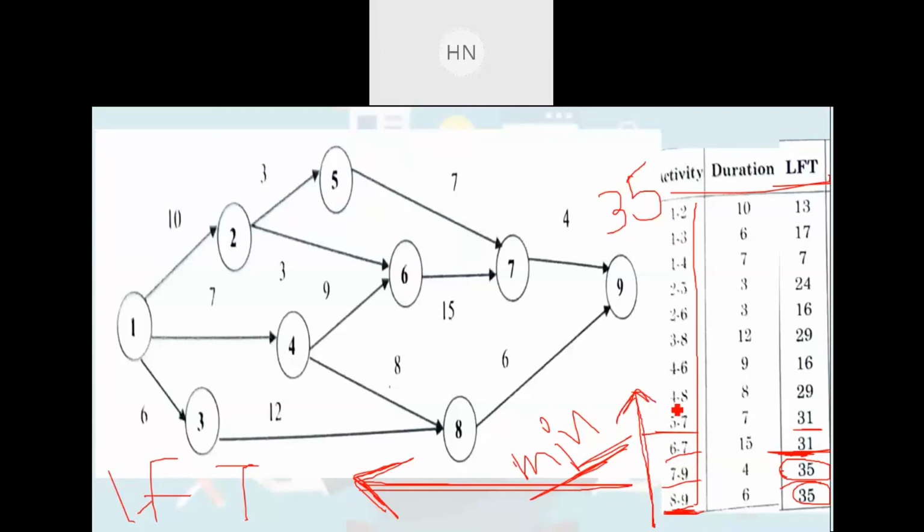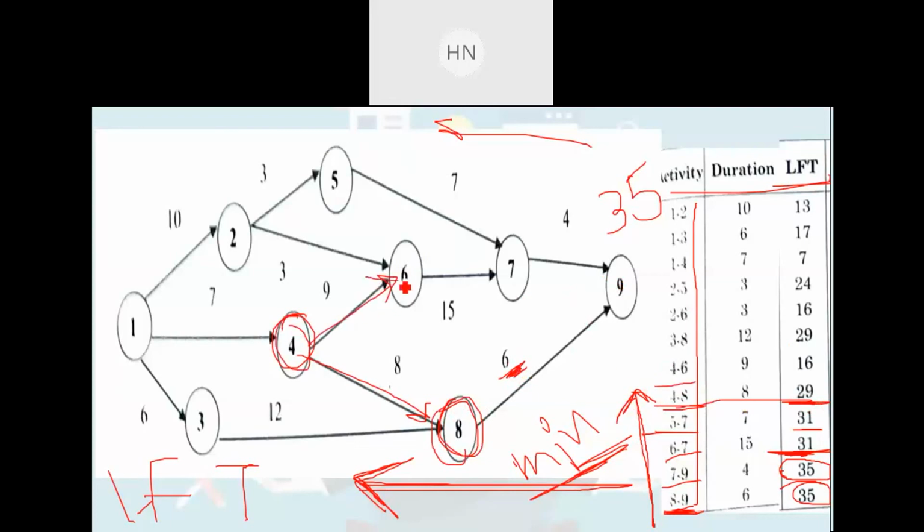Now the next activity is 4 to 8. Where is 4 to 8? This is the 4 to 8. So if we move from right to left up to the 8th event, then you need to deduct this 6 from 35. So 35 minus 6, that is 29. Here it is written. After that, 4 to 6.